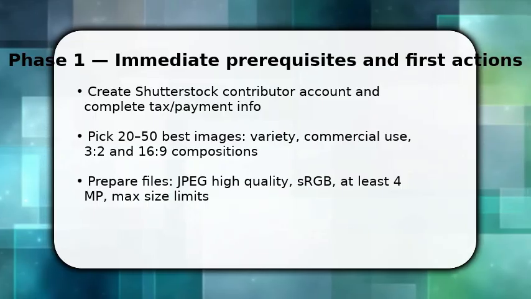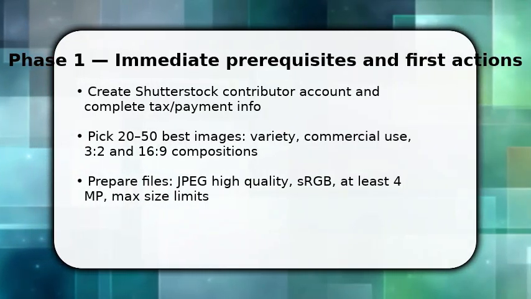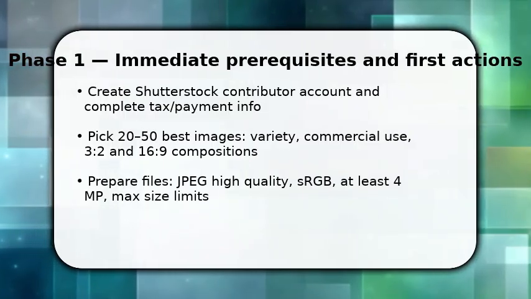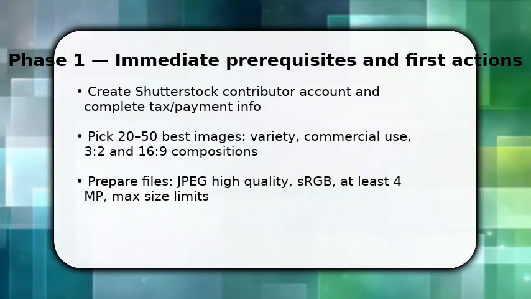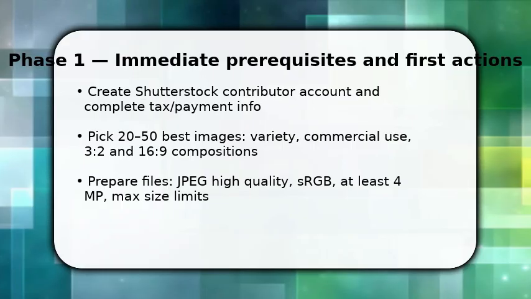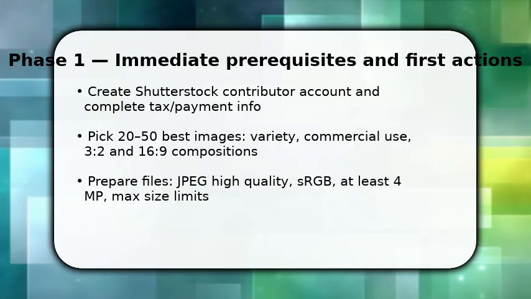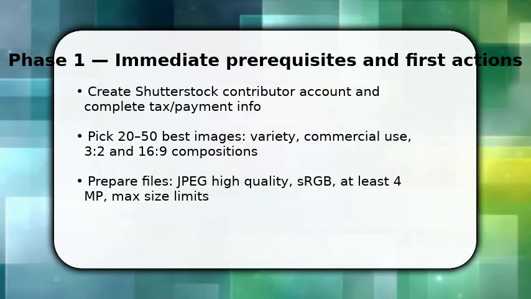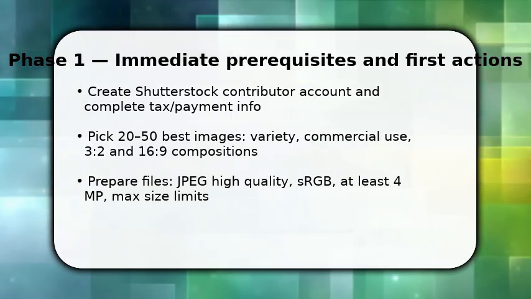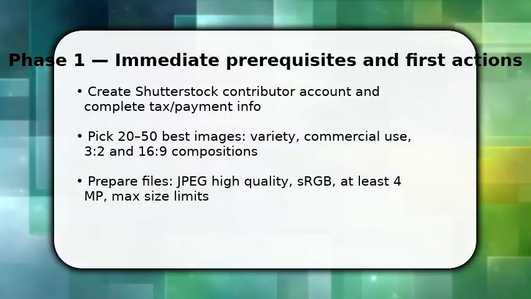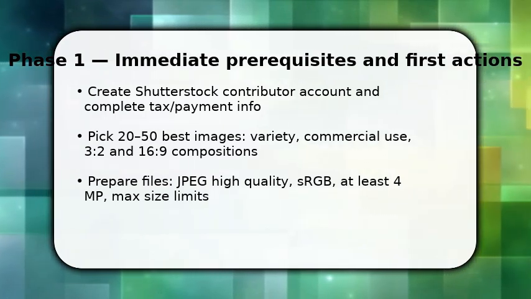You need an active Shutterstock contributor account and accurate payout details. Once logged in, focus on selection. Pick 20 to 50 images that serve commercial needs, people, objects, textures, and lifestyle shots, because variety boosts visibility. Make sure files are JPEG, sRGB, and meet minimum resolution and aspect ratio requirements. This reduces rejections. Next, batch process basic edits, exposure, noise reduction, and crop for both 3:2 and 16:9 so uploads go smoothly and pass initial checks.